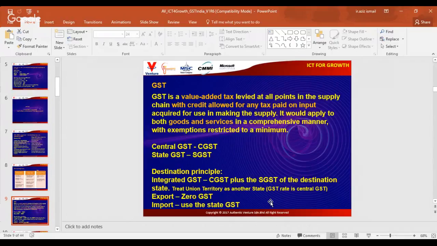Basically, the GST is the GST of the destination of the product. So for example, when selling your product to another state, the state GST is actually the GST of that particular state. If you are importing, obviously the destination is your own state, so your state GST is your state GST. You will also learn that if you are doing export, that's a zero GST. And if you are doing import, then you actually use the state GST.